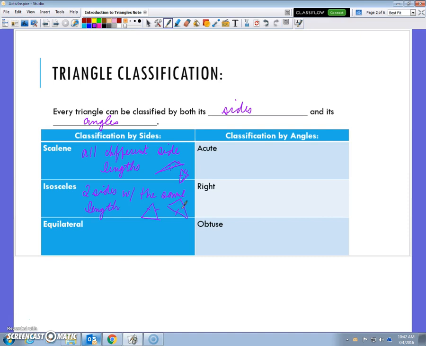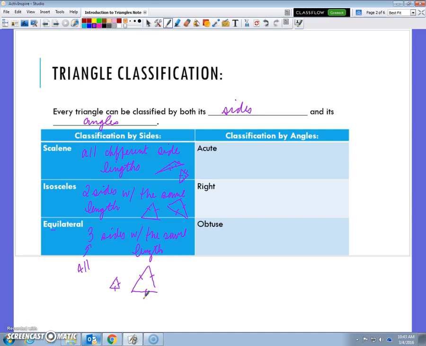And finally, an equilateral triangle. This one's pretty easy to remember because it looks like it has the word equal in it. An equilateral triangle has three sides with the same length. Or I could even say instead of three sides, all sides have the same length, so it looks like this.